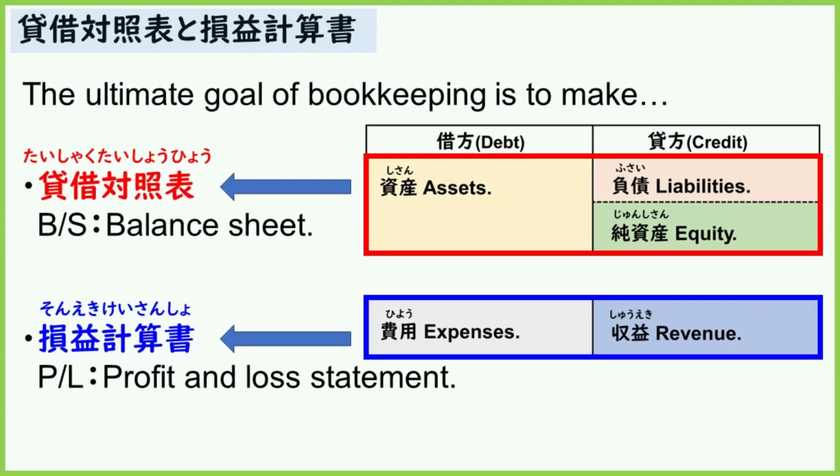Next, I will explain the financial statements. The ultimate goal of bookkeeping is to create a balance sheet and profit and loss statement. The balance sheet consists of assets, liabilities, and equity. This represents the stock of assets, liabilities, and equity at a specific point in time. The profit and loss statement consists of expenses and revenues. This represents how much expenses and revenues occurred over a specific period. By subtracting expenses from revenues, we can calculate how much profit a company made during a specific period.